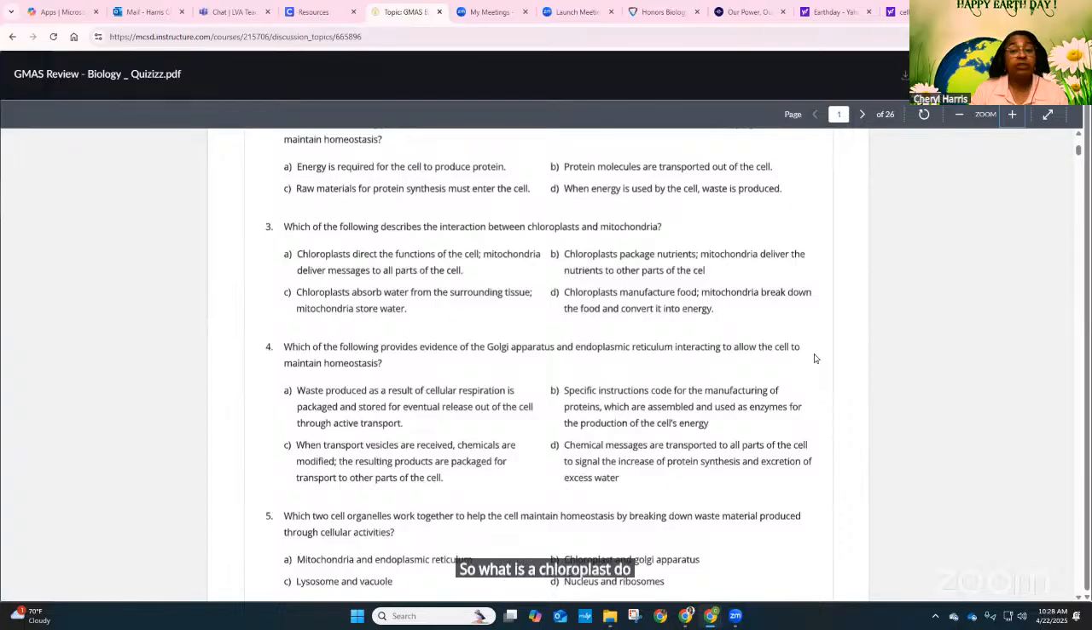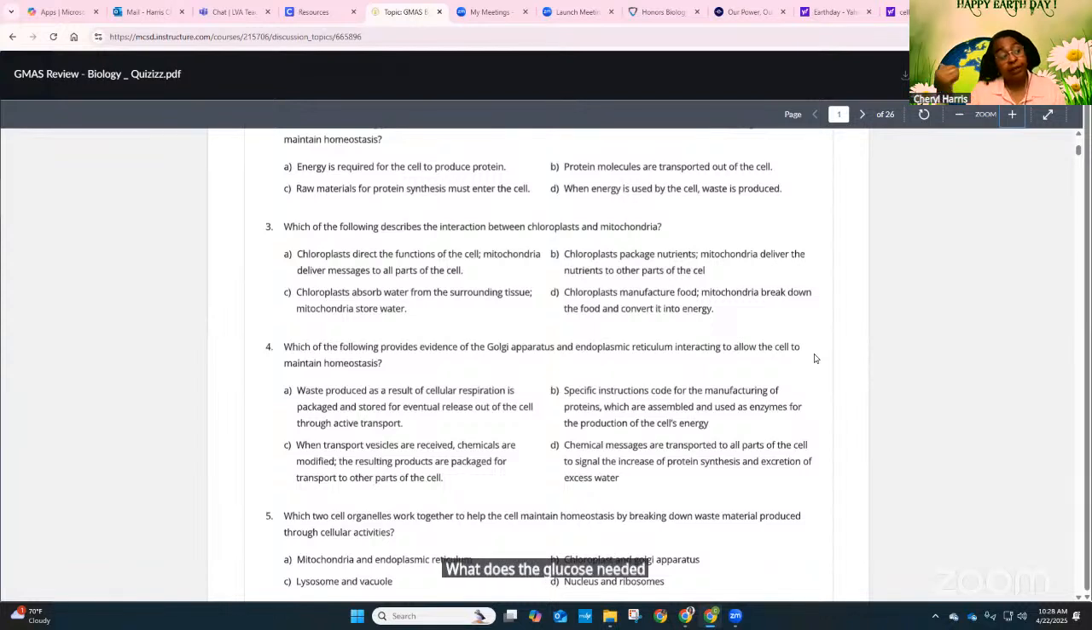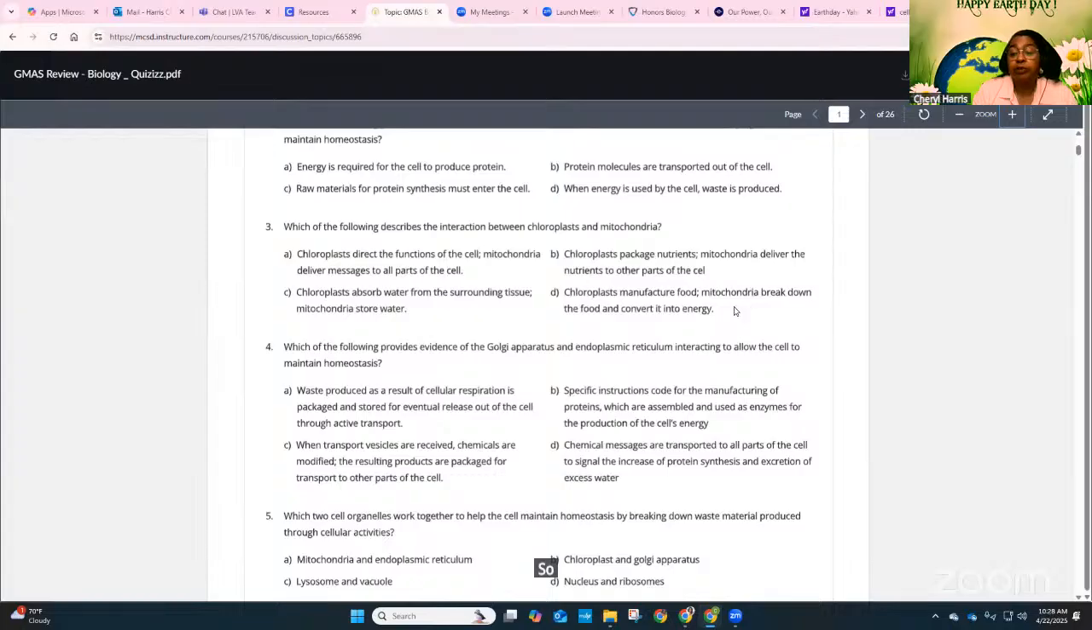A chloroplast is found in plant cells. This is where photosynthesis takes place. What does photosynthesis do? It makes the glucose. What is the glucose needed for? It's needed for energy. Mitochondria is the energy factory. So it goes from making the food in the chloroplast, which goes to the mitochondria to make the energy. So that's D, chloroplast manufactures food, mitochondria breaks the food down to convert it into energy.